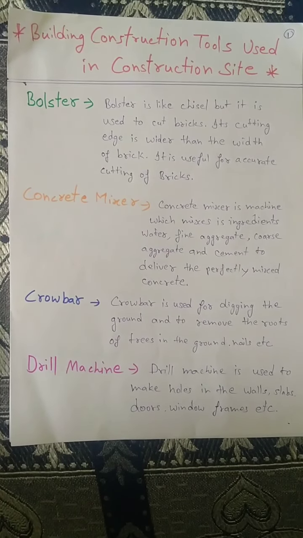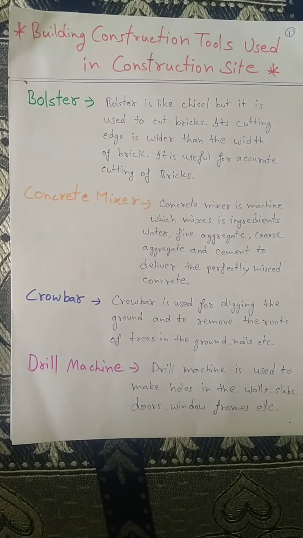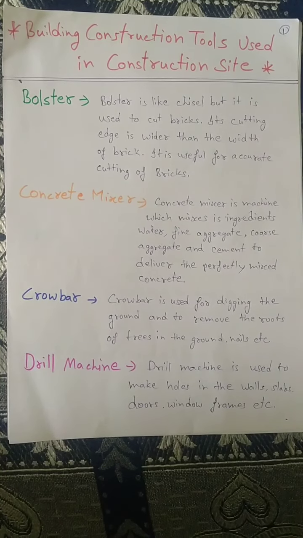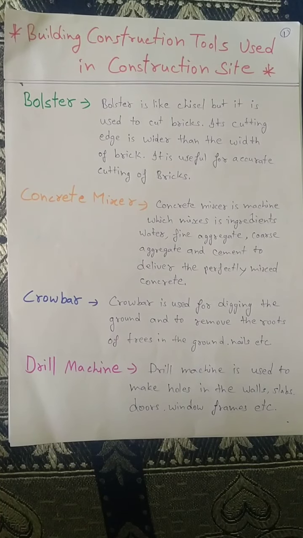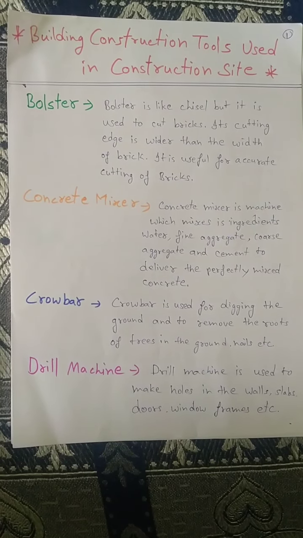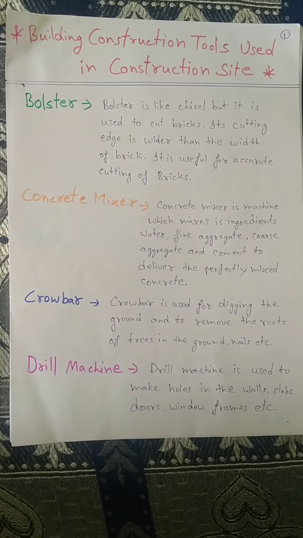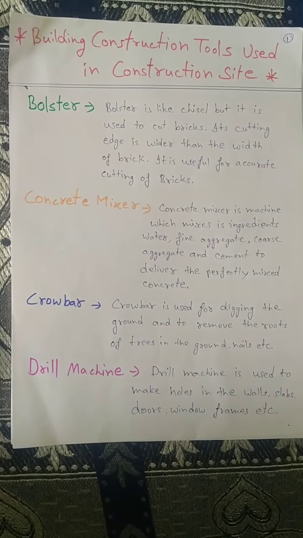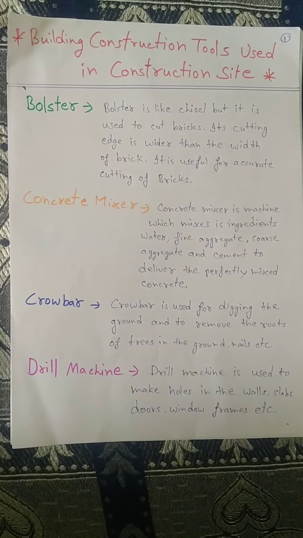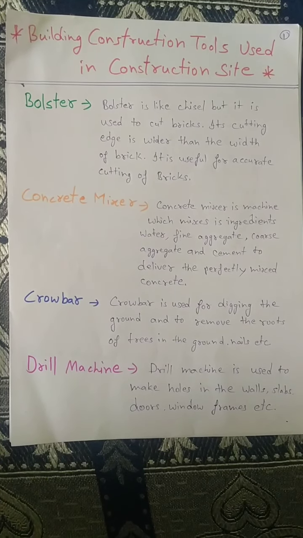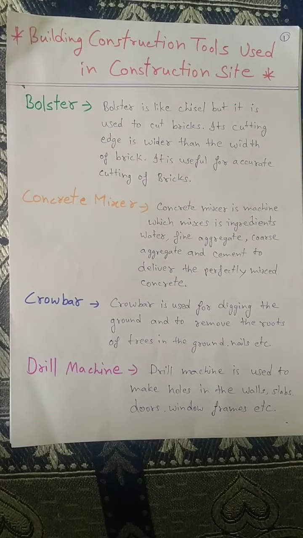Building construction tools used in construction site. Bolster. Bolster is like chisel, but it is used to cut bricks. Its cutting edge is wider than the width of brick. It is useful for accurate cutting of brick.